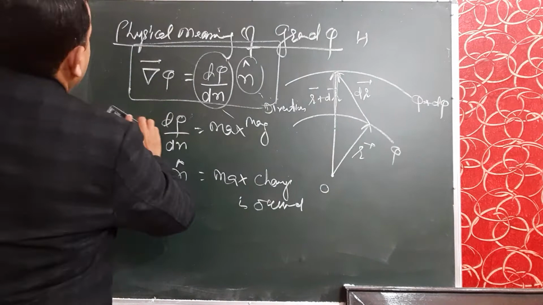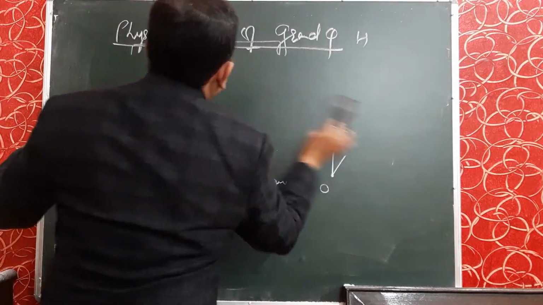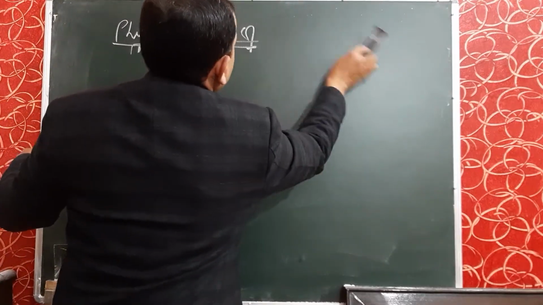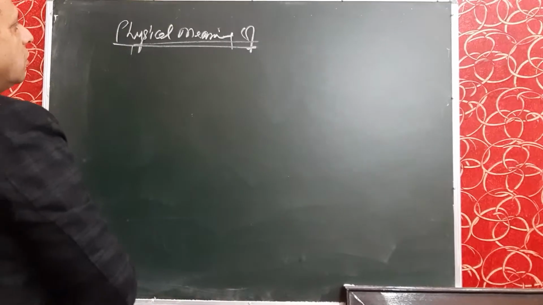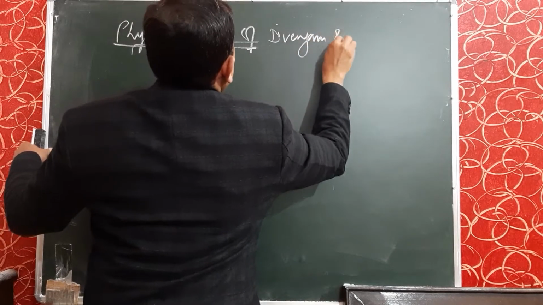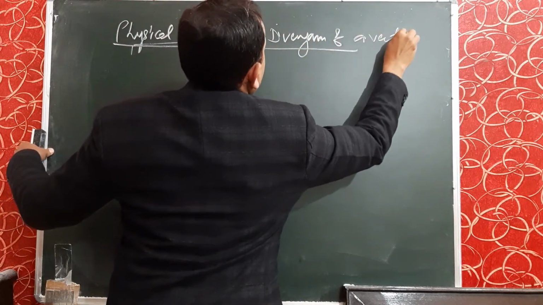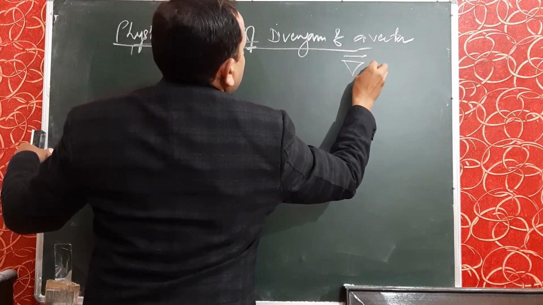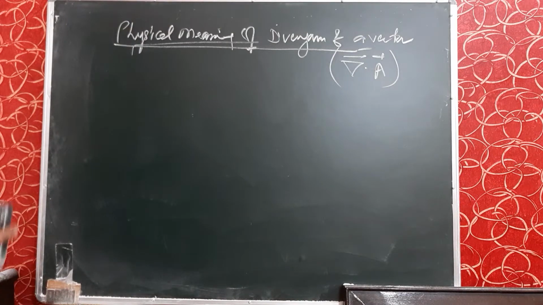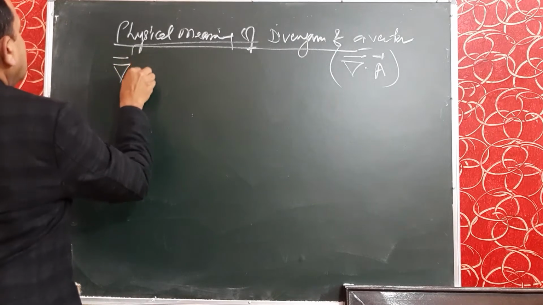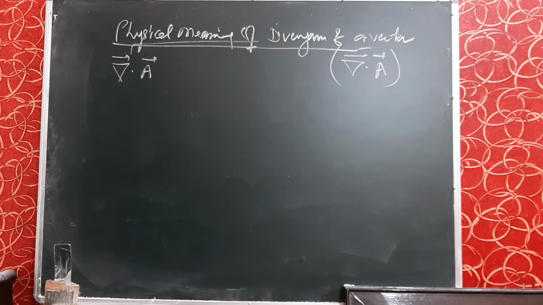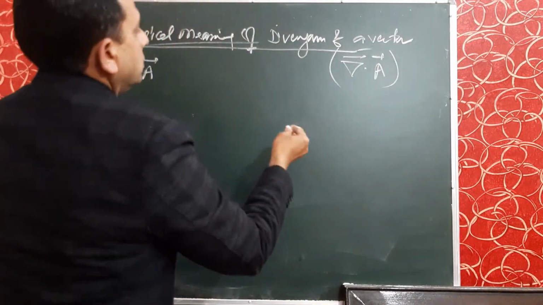Now, second, we will discuss the physical meaning of the divergence of a vector, that is del dot A. The divergence of a vector, del dot A vector. So physically, divergence means to diverge, to spread like this.